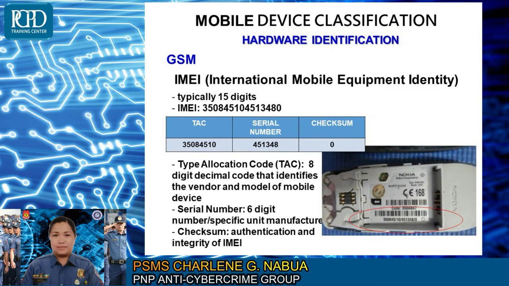So, there are shortcuts kung paano makikita yung IMEI, there are certain codes para ma-identify mo siya, like model and type of phones. Next is the serial number. Usually, consists of 6-digit serial number or the specific unit of manufactured.